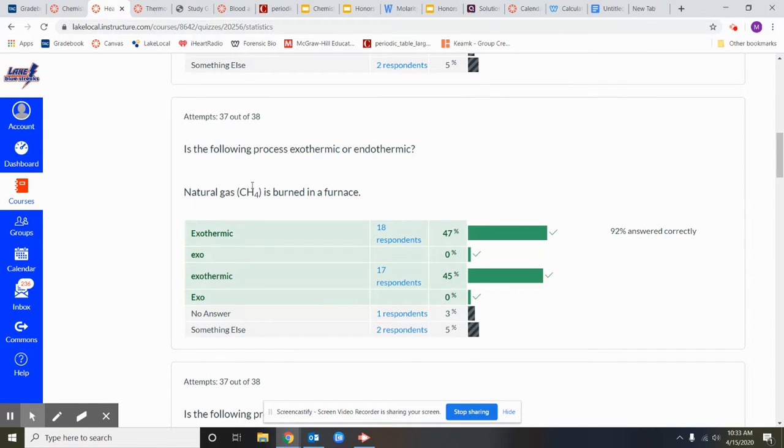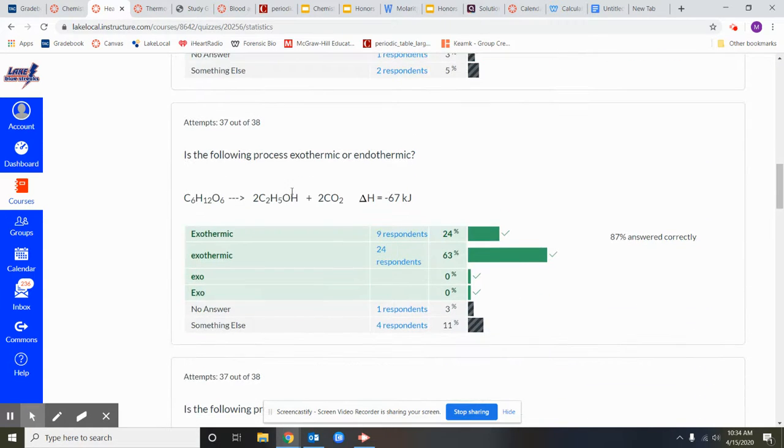If you have natural gas methane burned in a furnace, that's going to be exothermic. Anytime you have exothermic, you have something that feels warm because it's actually releasing heat. So fire, anything burning, will always be an exothermic reaction. And again, you guys did well with that.